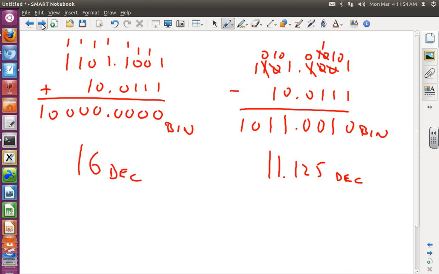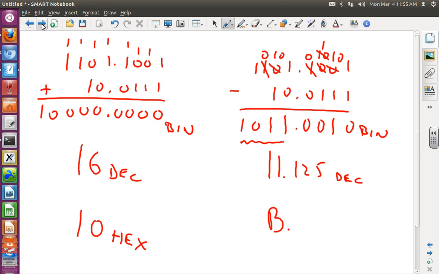All right, 16 in base 10 is 1, 0 in base 16. 10 in base 16 is 16 in base 10. That's what hex means. All right, but how do you convert this? Well, 11 in decimal is a single digit in hex. What is it? It's B, right? You can convert these 4 bits right here to 1 digit if you want.